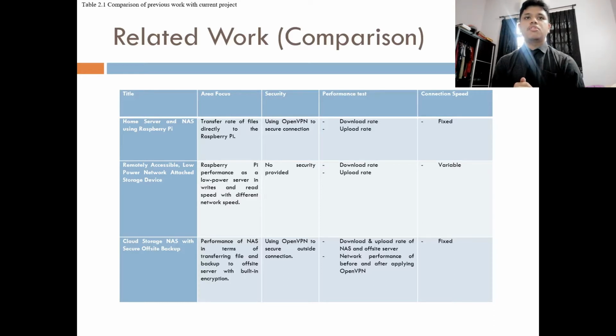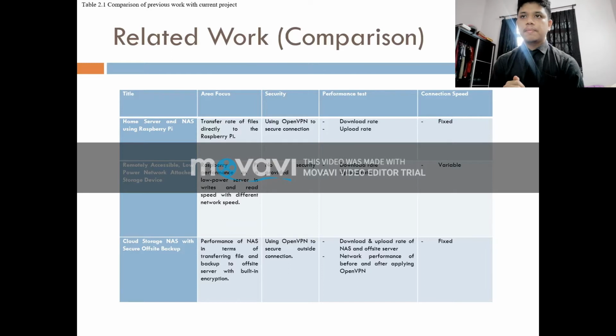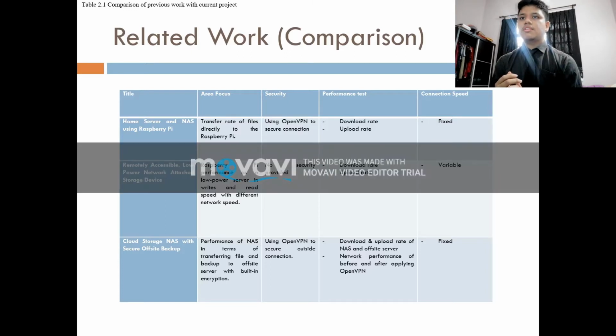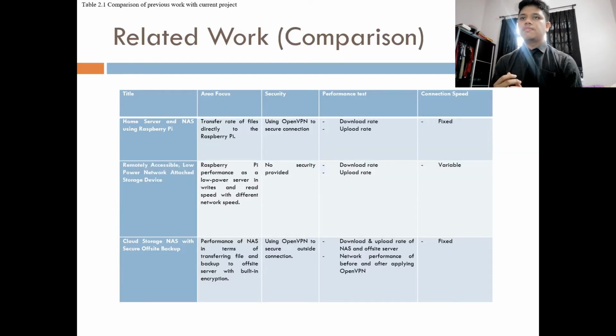For my project, the only difference is that the area I'm focusing on is the transfer rate of the NAS, and also backup to an offsite server with built-in encryption. And for the performance test, I'm measuring the download and upload rate of the NAS and to the offsite server, and also the network performance before and after applying OpenVPN. For the connection speed, it is fixed.